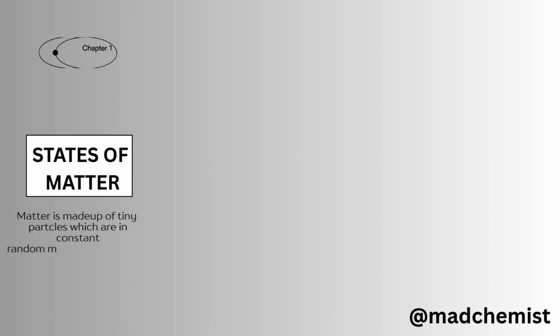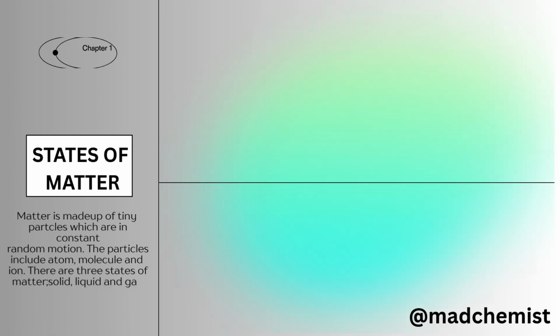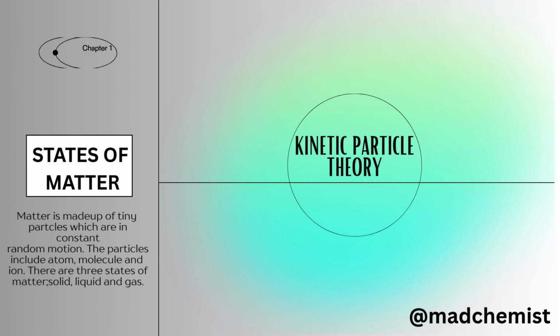These particles basically include atoms, molecules, and ions. There are three states of matter: solid, liquid, and gas. We will discuss their properties with respect to kinetic particle theory. This theory states that every particle is always in a state of motion. So, we will discuss each state of matter with respect to kinetic particle theory one by one.